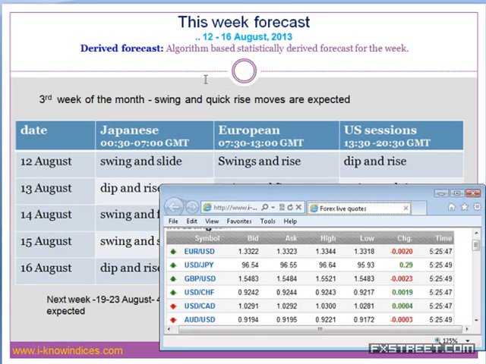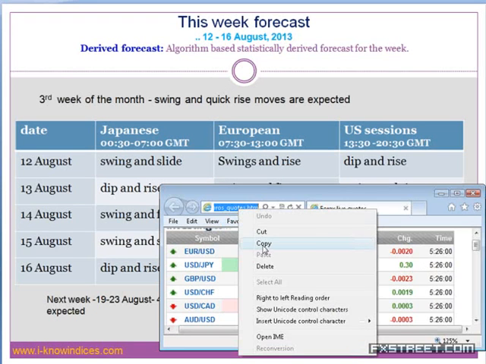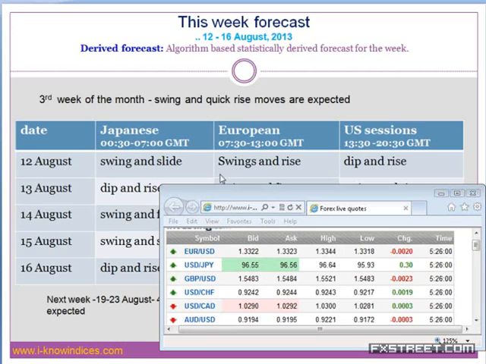Then, where can we get that live quote? Okay, the live market quote page, I'll give the link if you want.